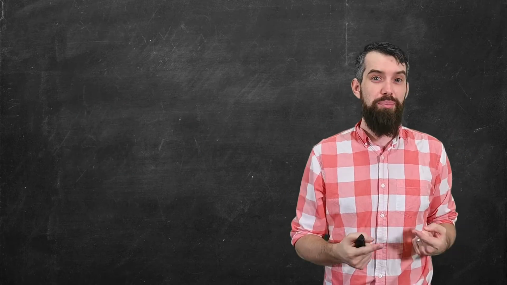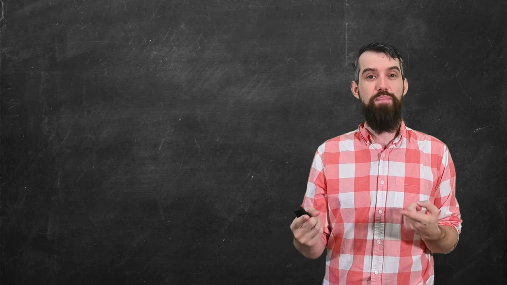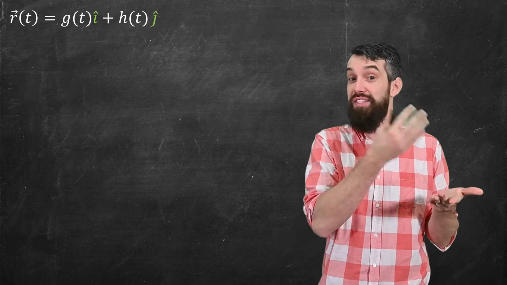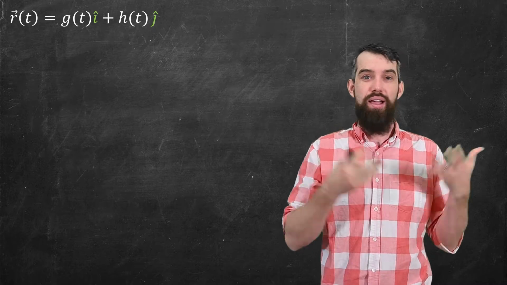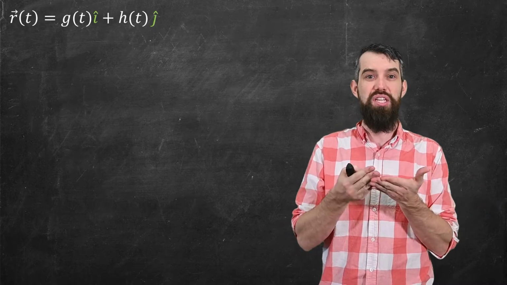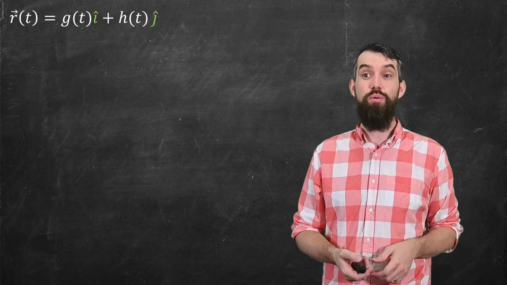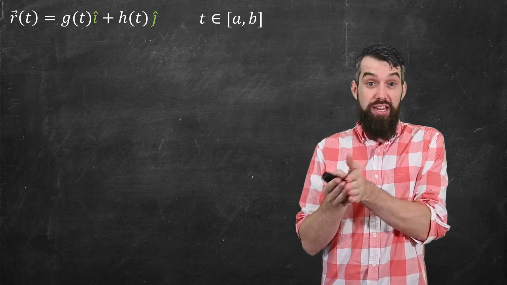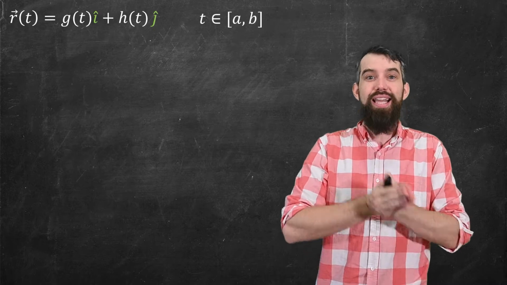Now, this whole concept is somewhat analogous to what we did back with curves. So previously, I might have talked about a curve r(t) with a single parameter t. In the plane it would be g(t) i hat and h(t) j hat. And here my t would be between two values, say a and b. There is an implied orientation here, which is that t increases.